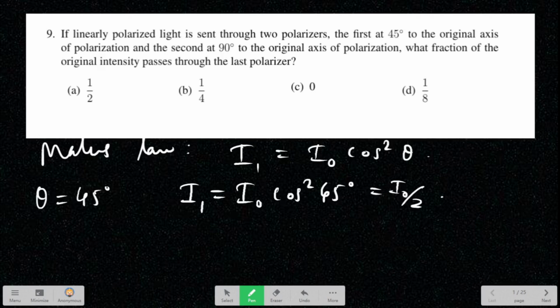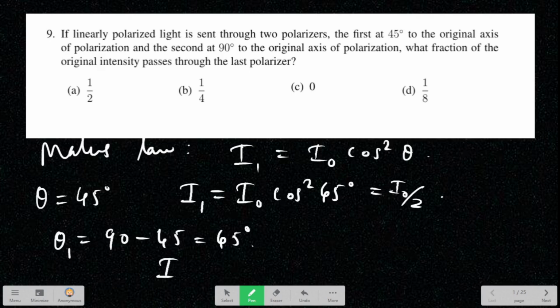That means the angle between the light's polarization direction and the second polarizer is now no longer 90 degree, but it is now theta 1, which is 90 minus 45, equal to 45 degree. So this is the angle between light's polarization direction and second polarizer after passing through the first polarizer.